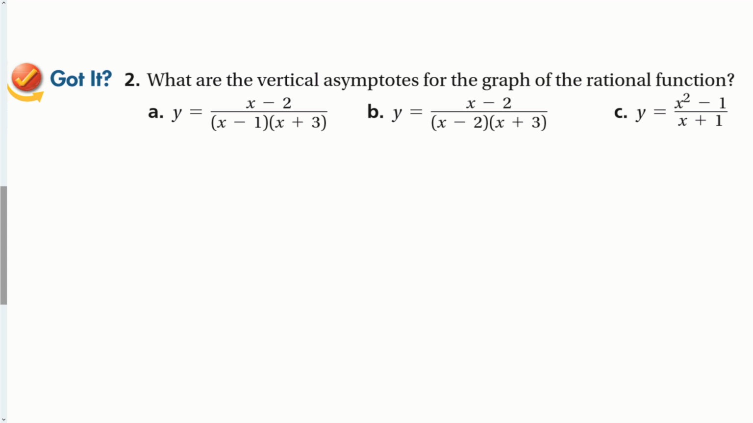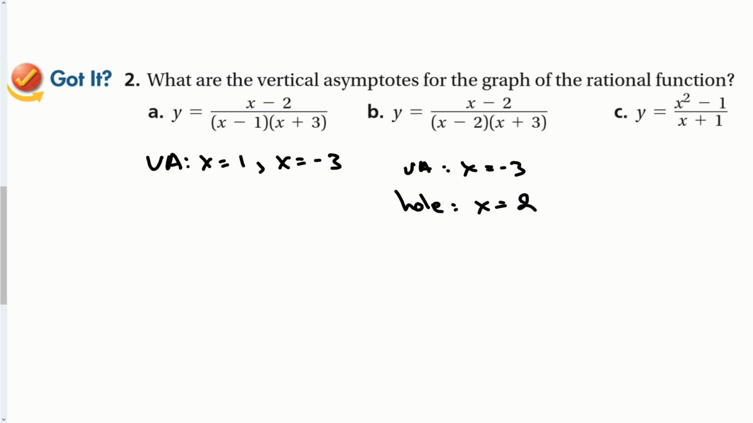So let's run through all these real quick. They're all factored for us, so that makes it easy. The vertical asymptotes here are x equals 1 and x equals -3 because nothing cancels. For here, the vertical asymptote is only x is equal to -3. There is a hole in the function at 2 because these two can cancel.